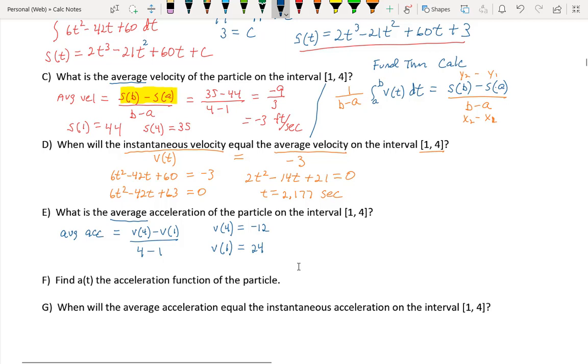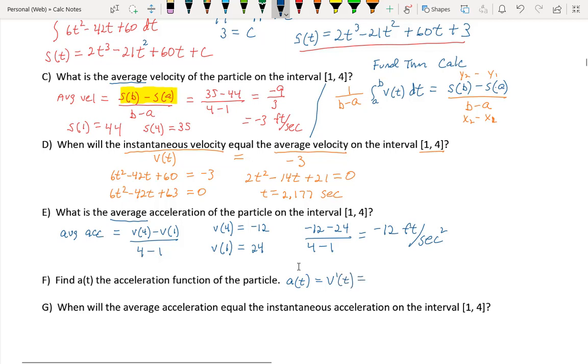So to do average acceleration, I would do v of 4, so that's going to be negative 12 minus 24 all over 4 minus 1. So that's going to be equal to negative 36 over 3, which is negative 12 feet per second squared. Okay? So that's how we would write that answer. And then it says find the acceleration function of the particle. Well, that's just taking the derivative of the velocity function. So a of t, again, just a reminder, that equals v prime of t.